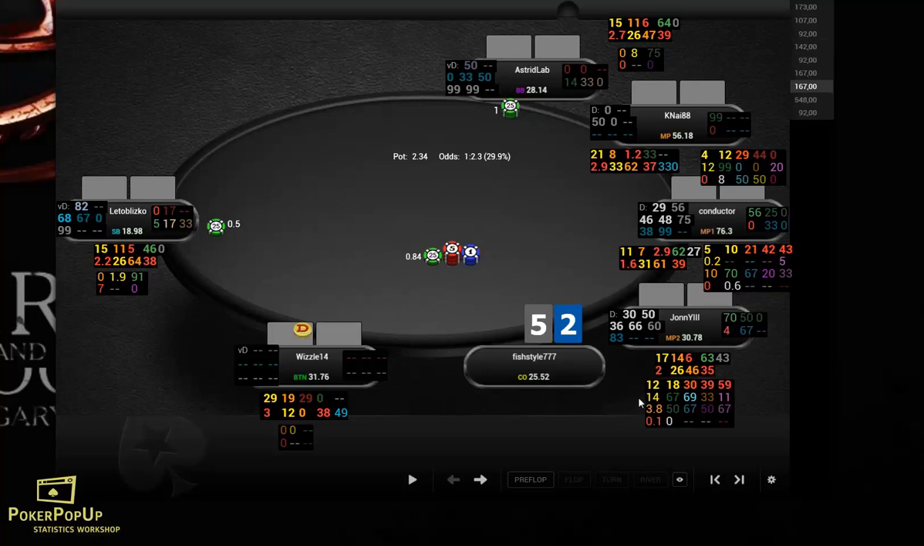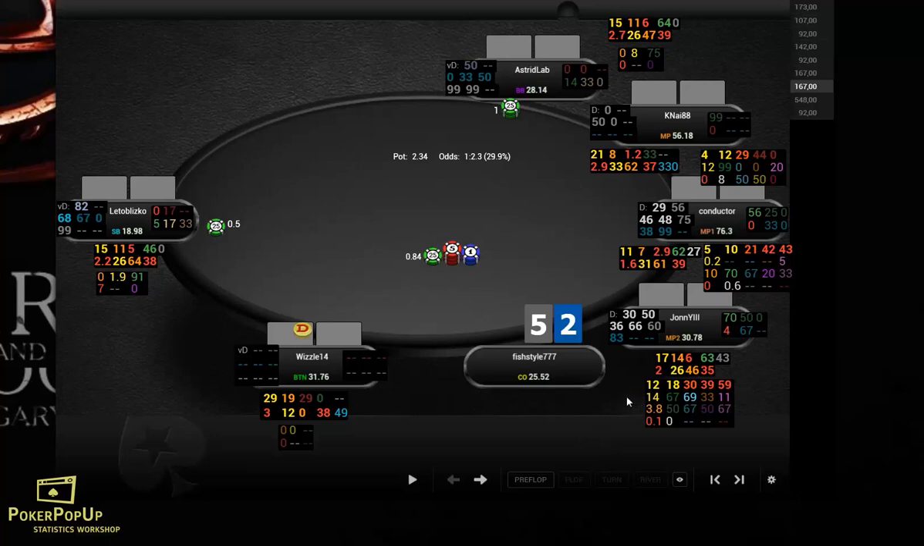The second line is small open raise, and the third line is large open raise, where small is less than 2.5 big blinds and large is over 2.5. When we don't have 2,000 hands, the open raises are not split by size. Alright, let's look at the second line.